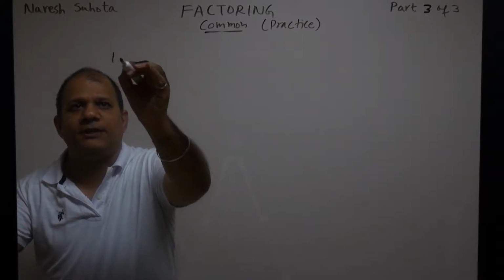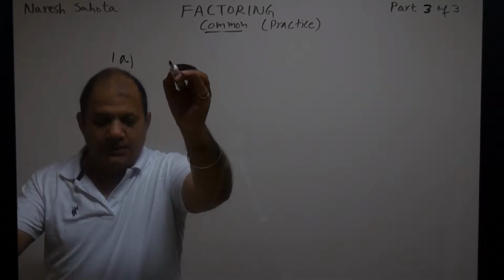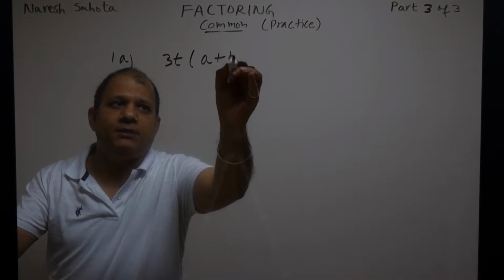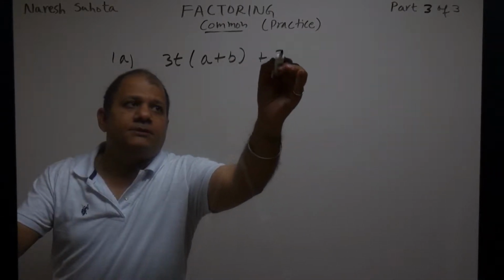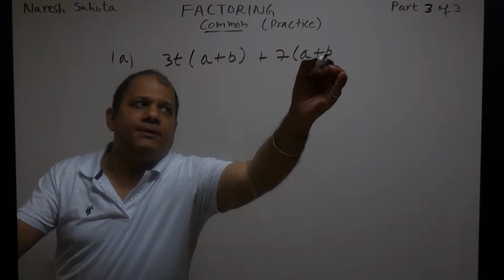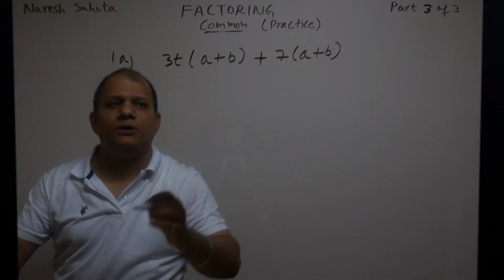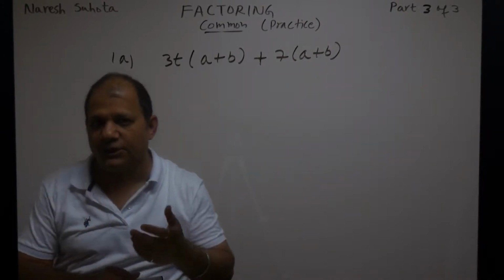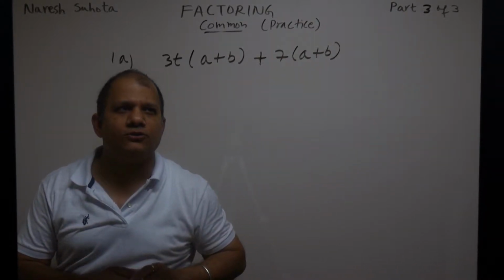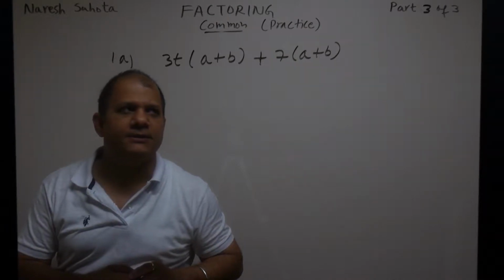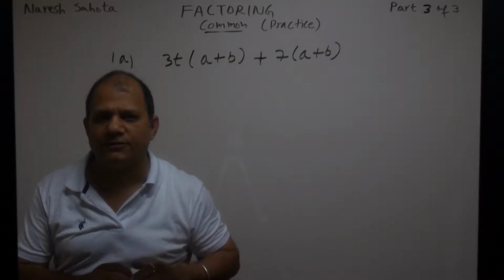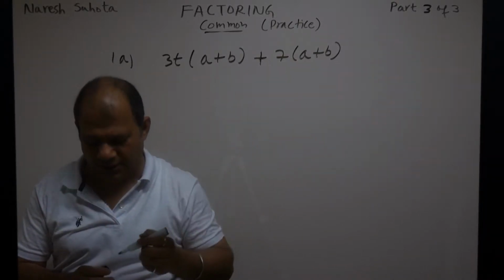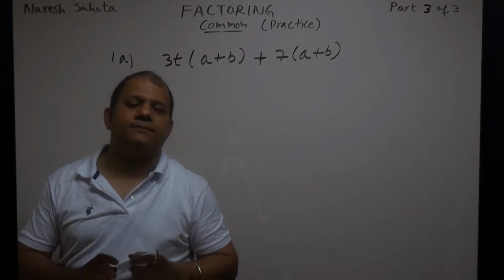So the first question is, we're given the expression 3t times (a plus b), and then plus 7 times (a plus b). So common factor this, that would be the question, and the first thing you want to do is always common factor. If it doesn't seem like a common factoring type of question because of the a plus b or the brackets, or it just looks complex to you, right?